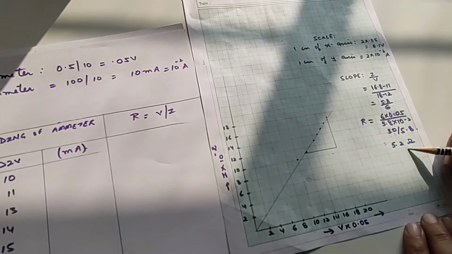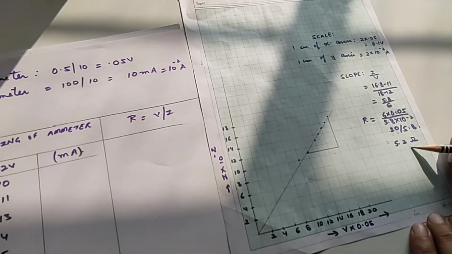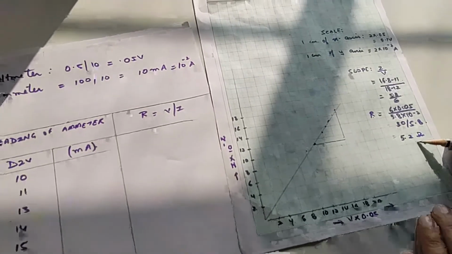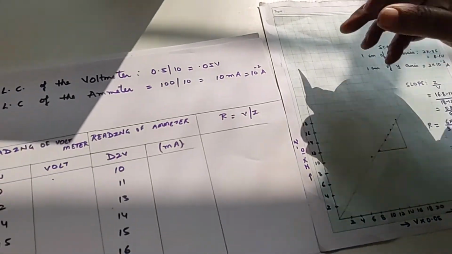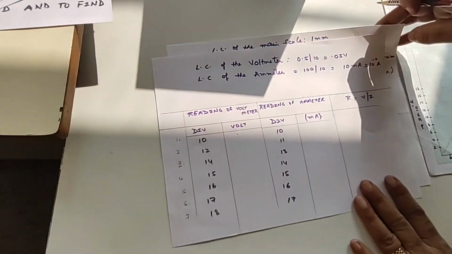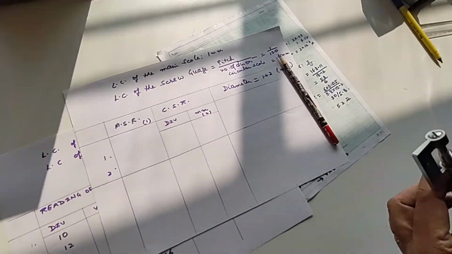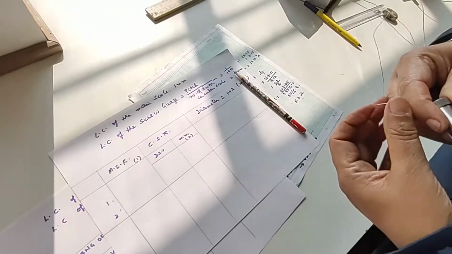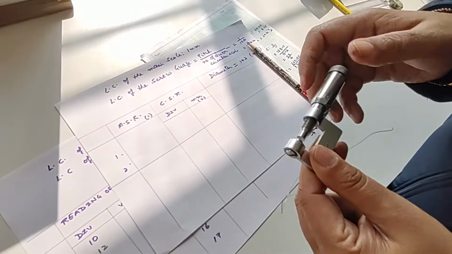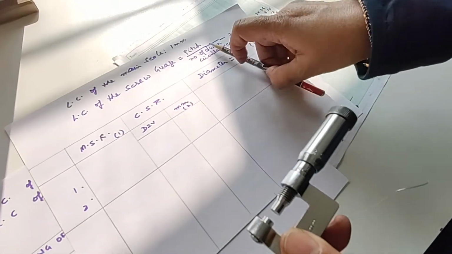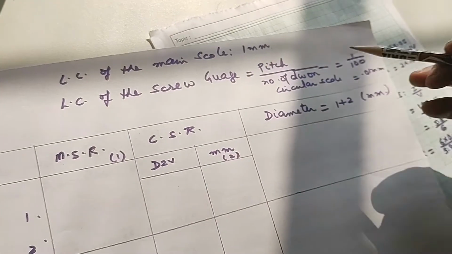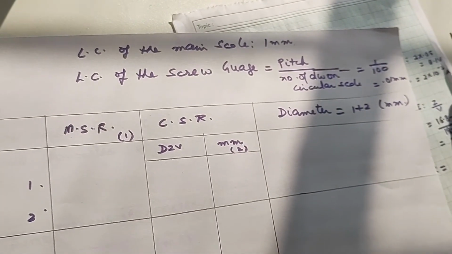And then we have to find the resistivity, and you know that your resistivity rho is equal to R into A by L. So I'll just show you the observation for your screw gauge. Now with your screw gauge, you have to find the diameter of the wire. So this is my screw gauge, and as you know, the least count of the main scale is 1 mm, and the least count of the screw gauge is pitch upon number of divisions on the circular scale, and this is 0.01.